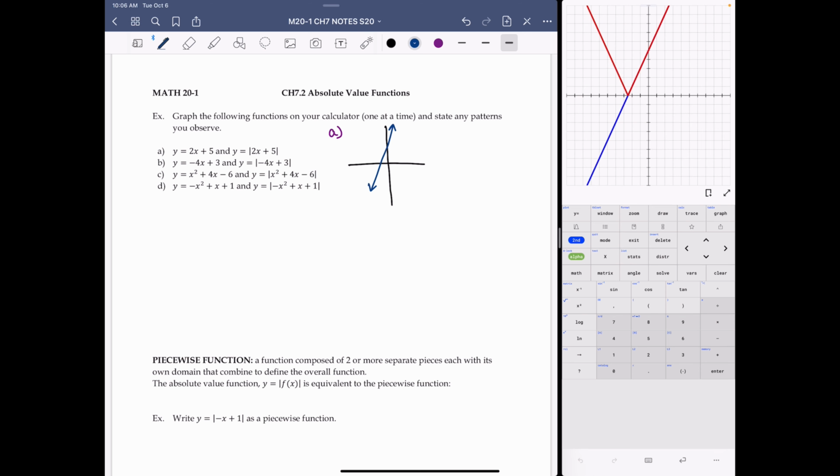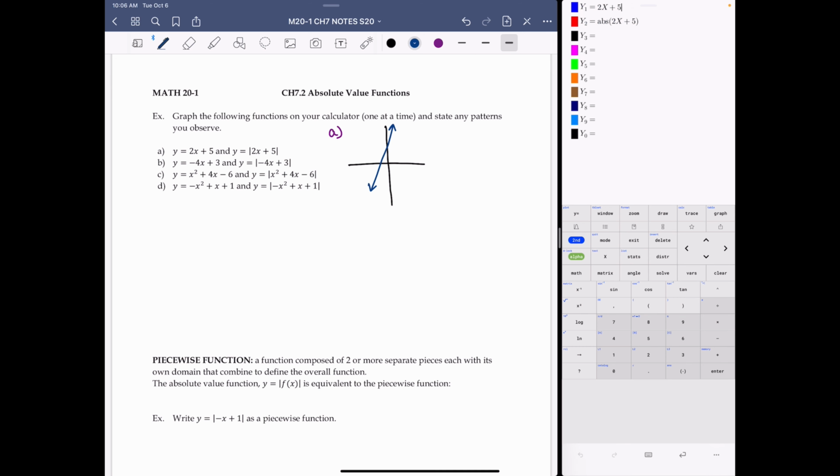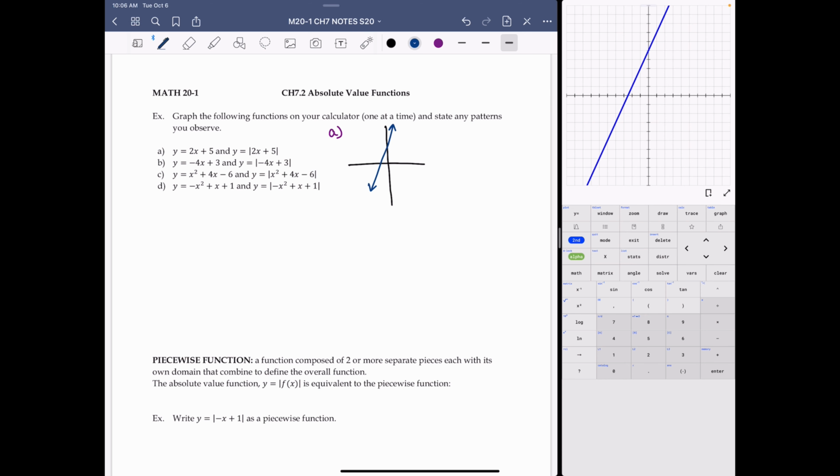And we graph that. And what do we notice? We see that part of our graph, the right side here, seems to be on top of our original graph, 2x plus 5. We can tell that it's on top if we go back to our y equals. If I hit enter on the absolute value one, it'll turn it off. So when I graph it, I won't see it, and then I can see my blue line again. So now I can see the blue line up here.